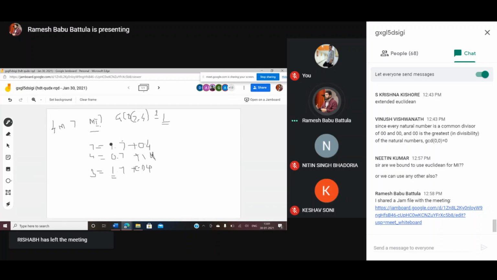4 into something is there. Suppose you need to multiply this. How did you get the remainder? There is a k value. You need to use the k and apply it in a small equation. Then you will get this 1, and here you will get a minus 1.